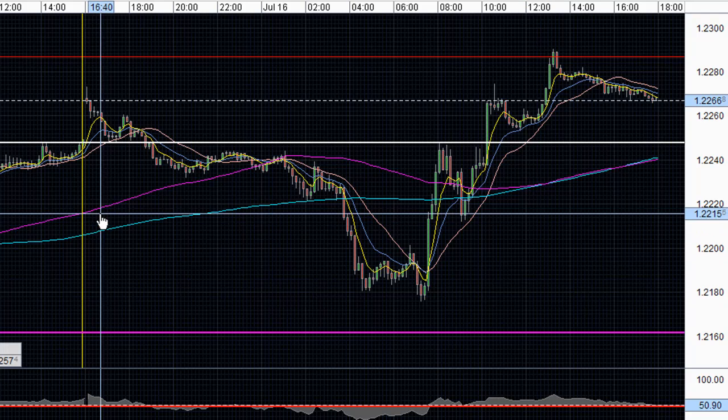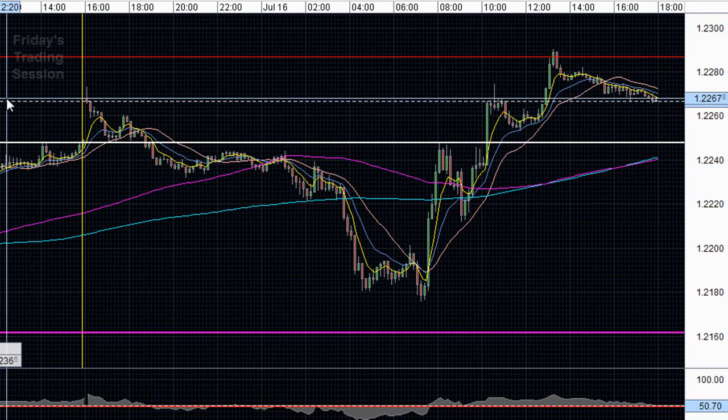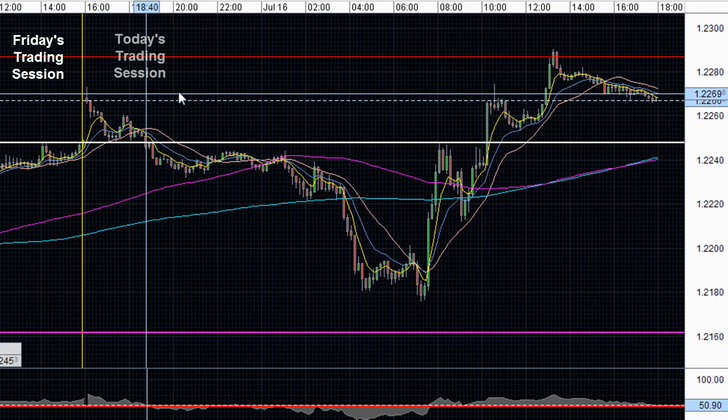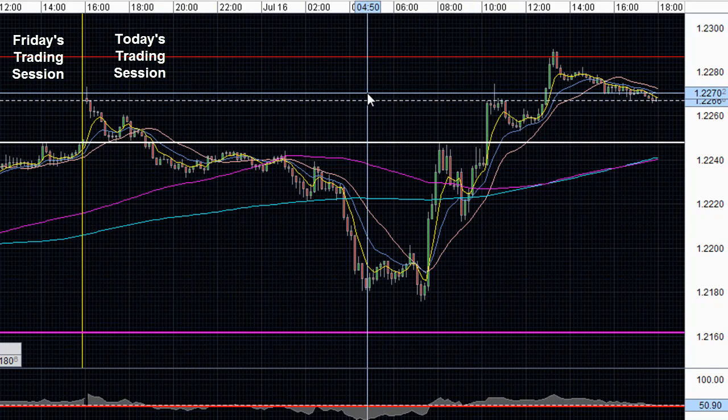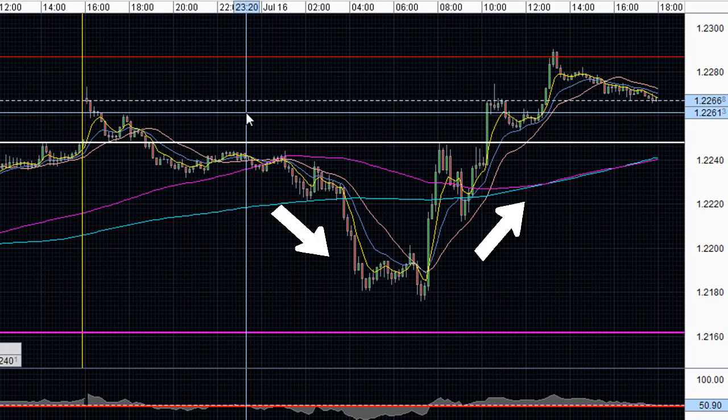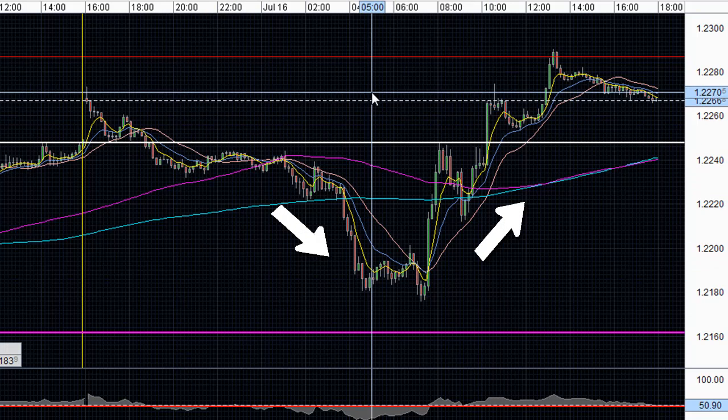And as you can see, we have this yellow line drawn in dividing last Friday's trading session from today's trading session. And if you observe the price action from today, it was pretty interesting. We saw bearish and bullish moves and this whipsaw activity, and there's reasons for it.